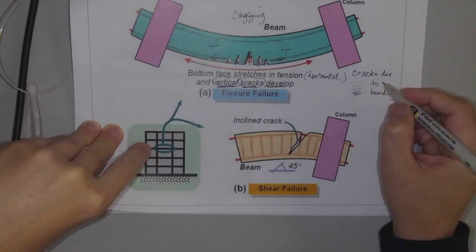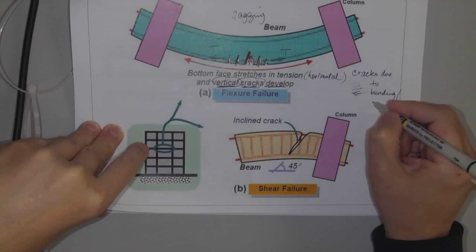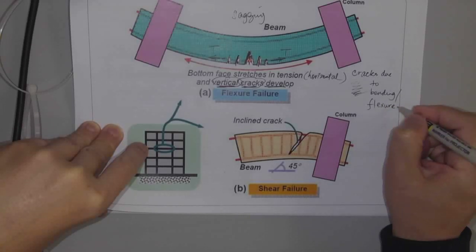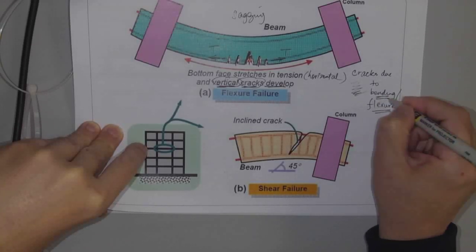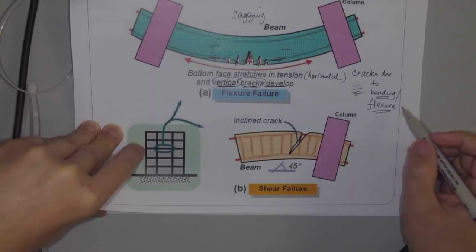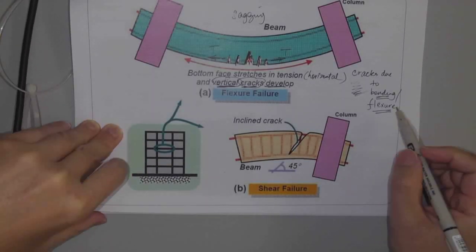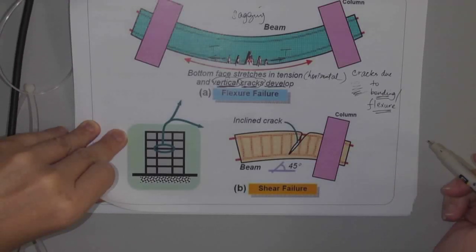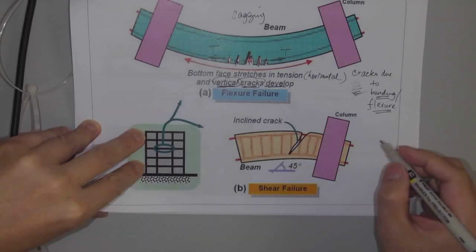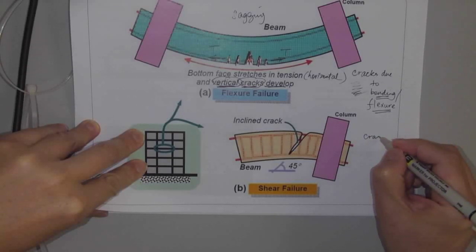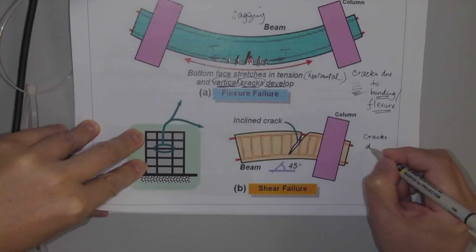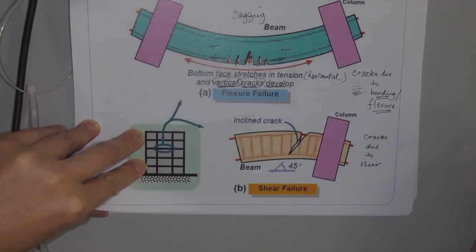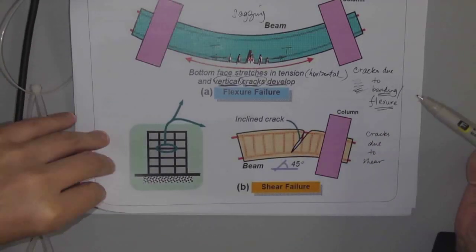Sometimes there's another word for bending, which is flexure. Flexure means the same thing. Flexure is the classical English word for bending. And then the figure below, that's cracks due to shearing. So we'll come back to this figure in a minute.